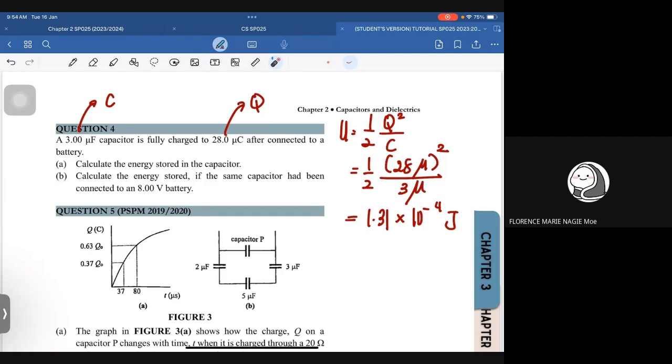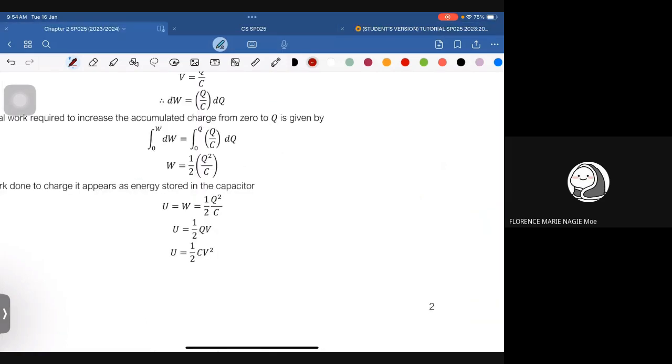Okay. So sekarang ni kita kena calculate the energy stored if the same capacitor. So kalau capacitor yang sama, apa yang sama? The capacitance lah. Capacitance mesti sama. So dia cakap it has been connected to an 8-volt battery. So kalau 8-volt battery, kita just perlu guna formula yang ada C dengan V lah. So kita refer balik. Mana satu yang ada C, mana satu ada V juga. So kita boleh guna the third formula.